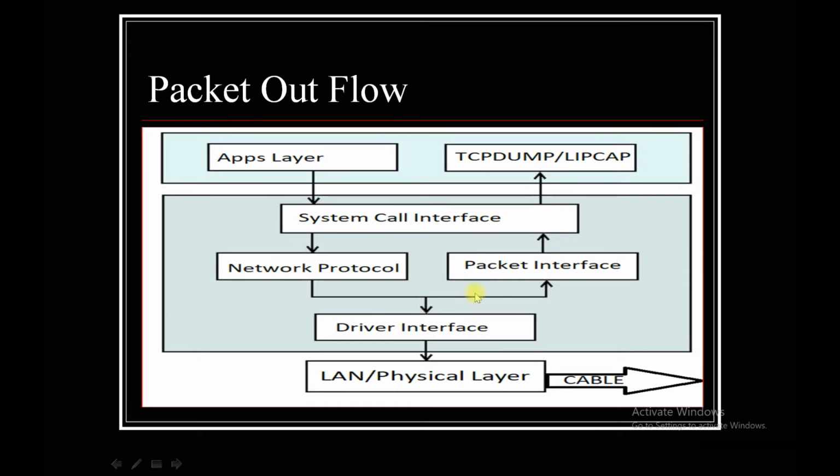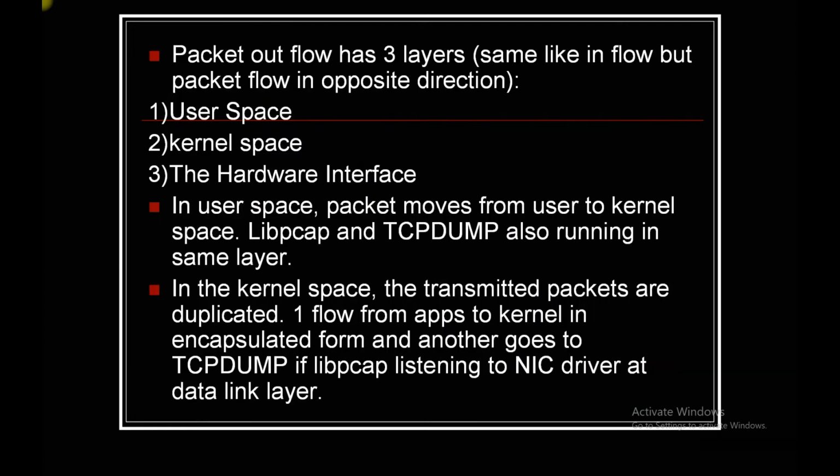This layer is called the data link layer, and then it will be sent to the LAN or physical layer, then sent out through the cable outside. So this is the way the packet outflow works. Here also the same components: user space, kernel space, and hardware interface. It's similar to packet inflow, actually the opposite of packet inflow.